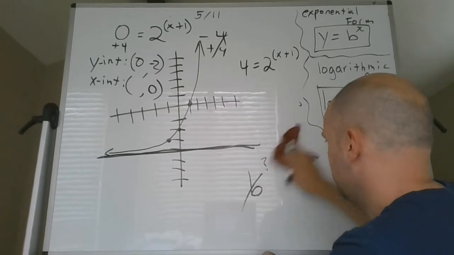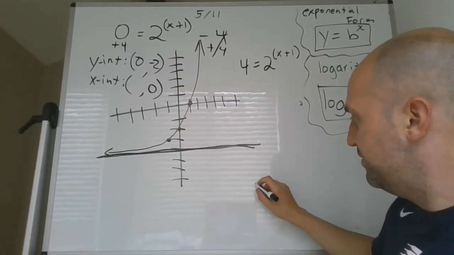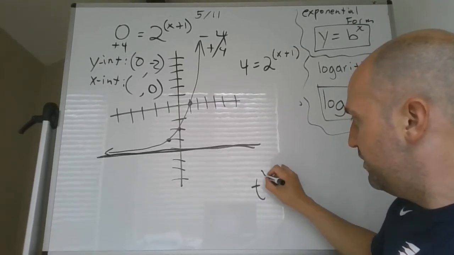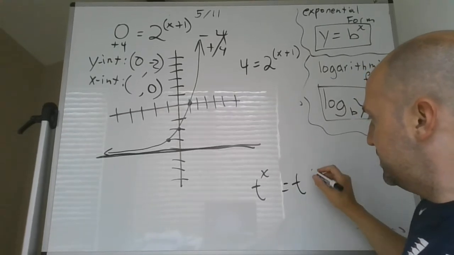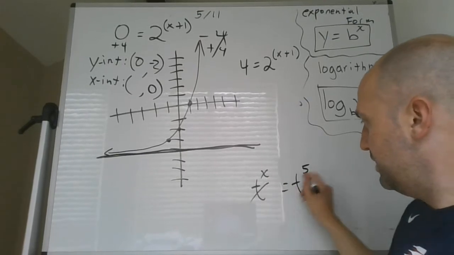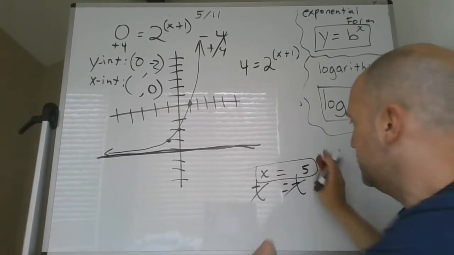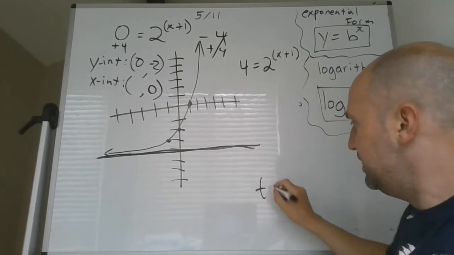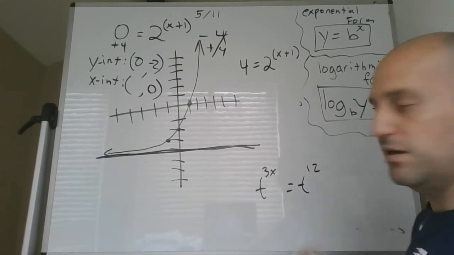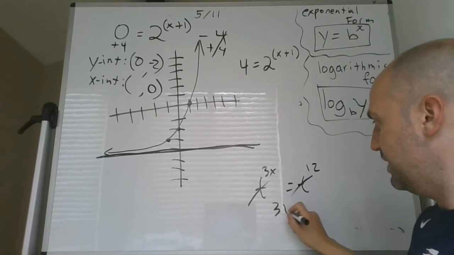Another way to show that real quick. Let's come up with a letter. t to the power of x equals t to the power of 5. And I say, well, what's x? Simple. Same base, cancel them out. x equals 5, done. Let's try this one. t to the power of 3x equals t to the power of 12. And I say solve that. Simple. Both have a base of t. Cancel out the t. 3x equals 12.